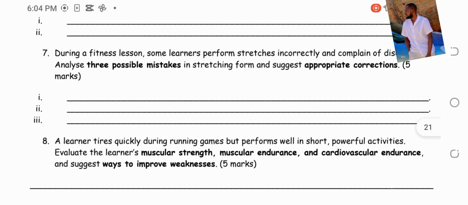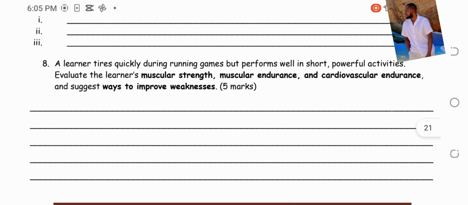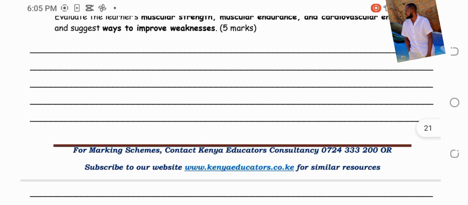Number 8, it says a learner tires quickly during running games, but performs well in short, powerful activities. Evaluate the learner's muscular strength, muscular endurance, and cardiovascular endurance, and suggest ways to improve.